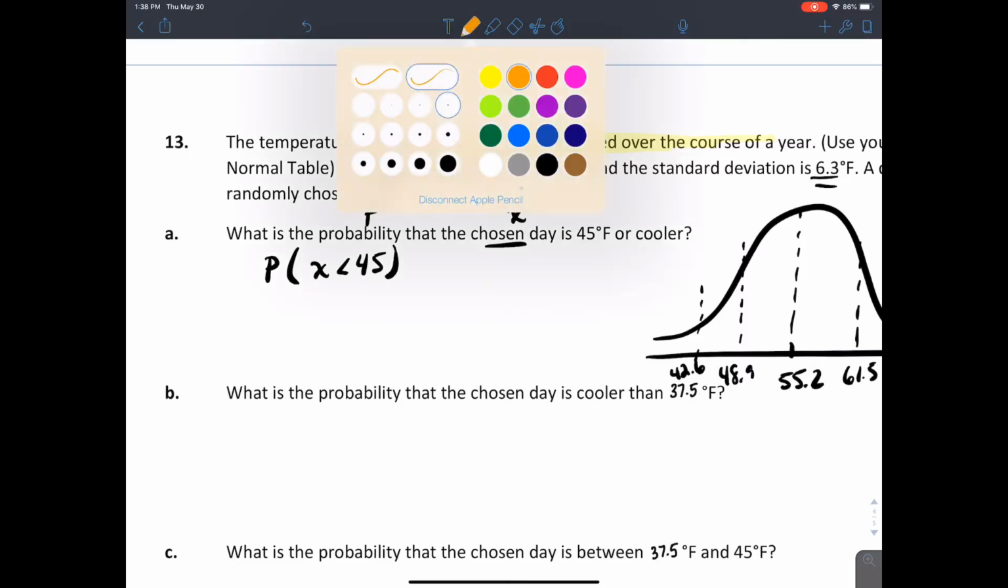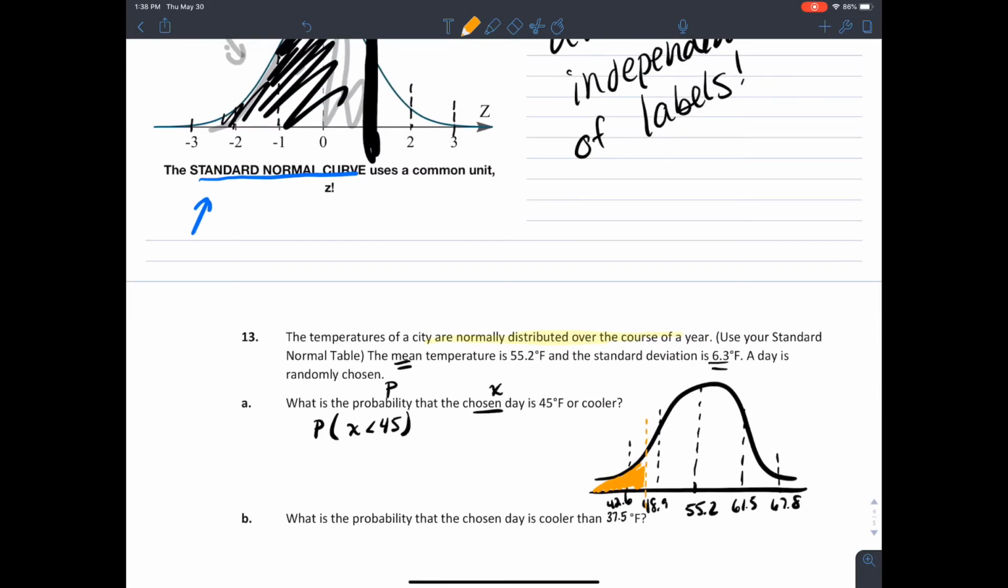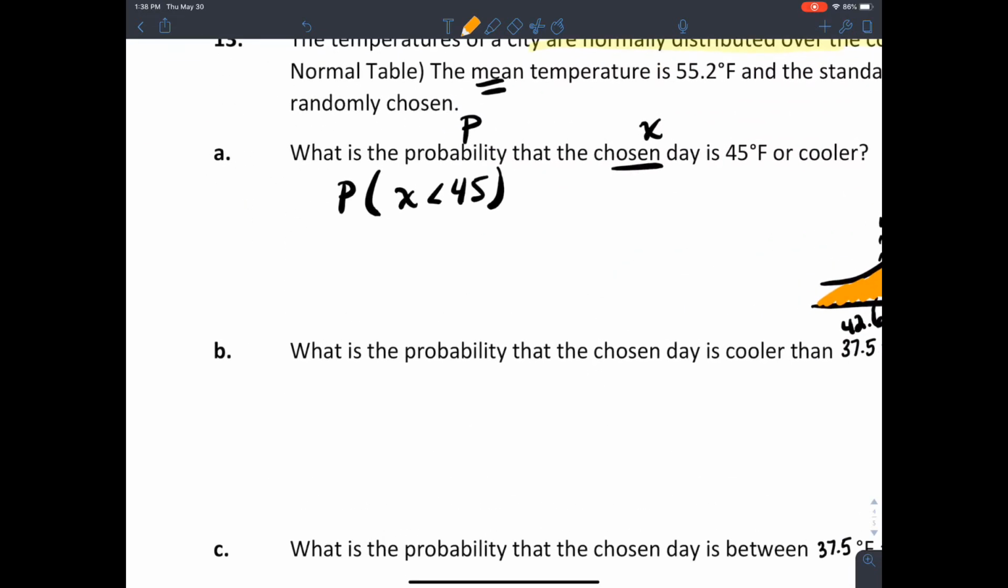Now what we notice, if I were to estimate where 45 degrees was, it's maybe somewhere in here, and being colder than that would be this way. That doesn't fall directly on a nice standard deviation, so what that means for us is we have to use the standard normal curve, which uses a common unit called z. So there's a little formula to convert x to z.